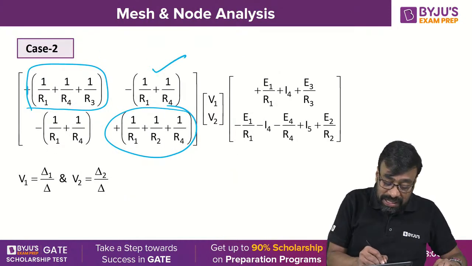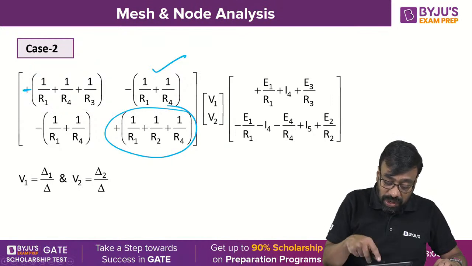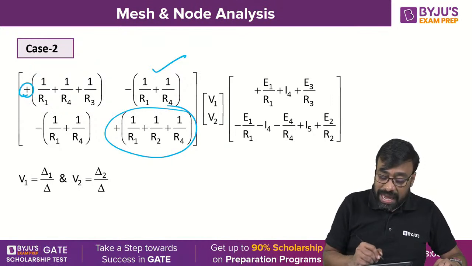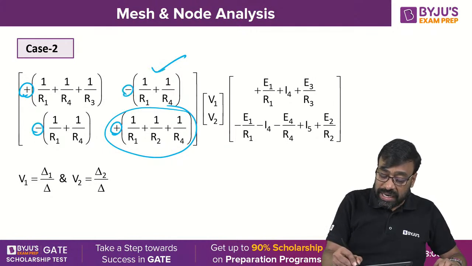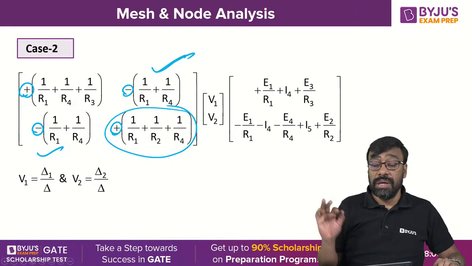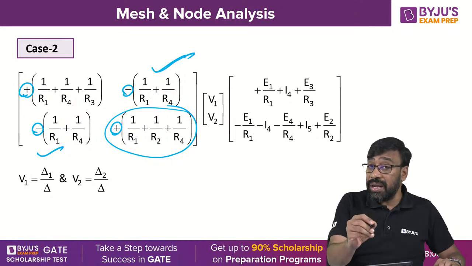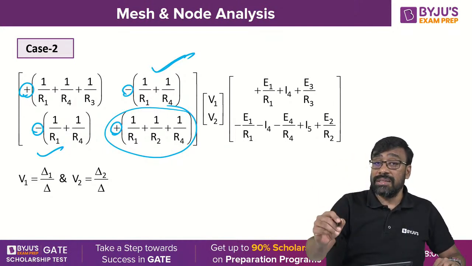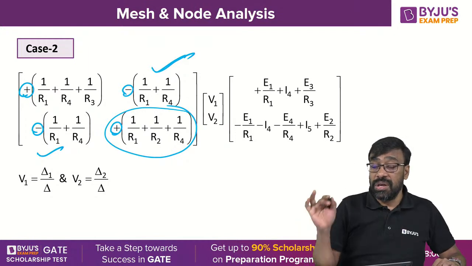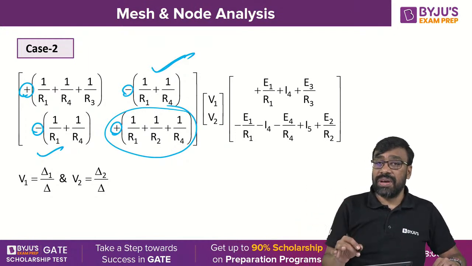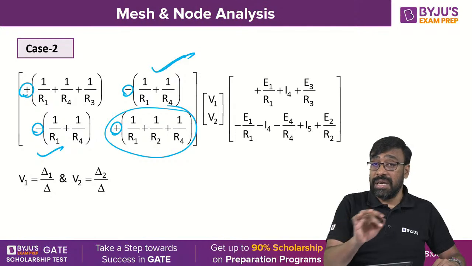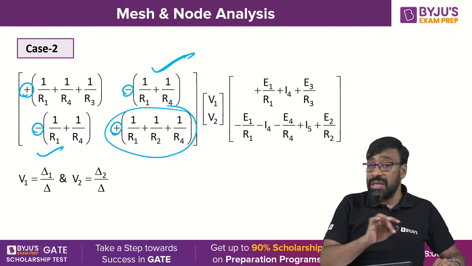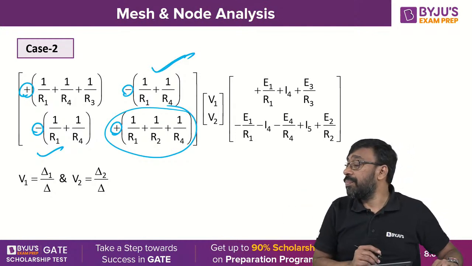Predefined sign is plus here. Yes or no? Predefined sign is plus for diagonal elements. For off diagonal elements it is negative, right? First row, second column is same as second row, first column. Because of off diagonal symmetry, in mesh analysis and node analysis, when you obtain the equations, obviously those equations will satisfy off diagonal symmetry. Nothing but ith row, jth column element is same as jth row, ith column element.